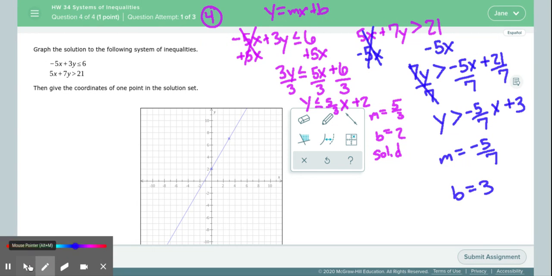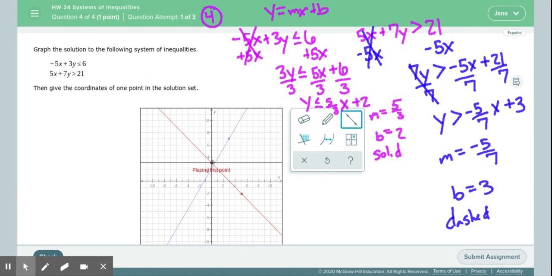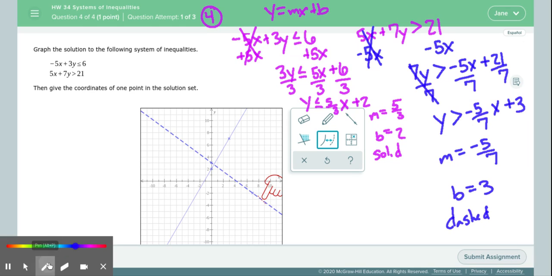So I'm going to go and get my line tool. Oh, I guess before I do that, on my work page, I should state that this is going to be a dashed boundary line because this was just a greater than symbol. All right, so now I'm going to get my line tool, and on the y-axis, I plot a point at 3, and my slope is negative, so I'm going to go down 1, 2, 3, 4, 5, and to the right, 1, 2, 3, 4, 5, 6, 7, and plot my point. This one needs to be dashed, so I'm going to turn this to be dashed.